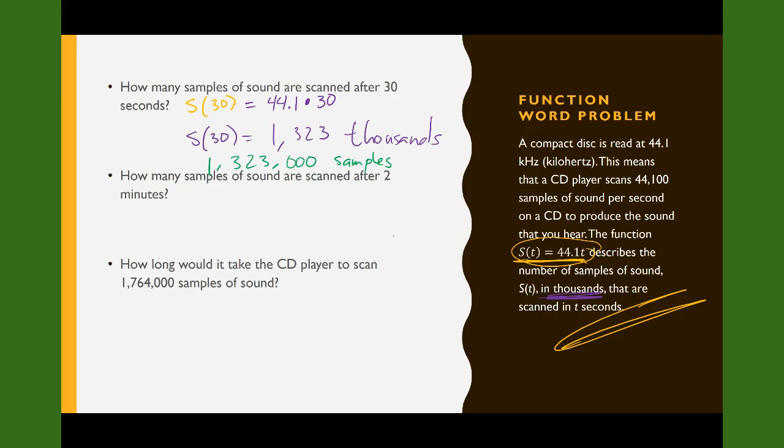So, the second example: how many samples of sound are scanned after 2 minutes? Now in this one again, the time has to be in seconds. So what we need to do first is convert 2 minutes into seconds, and we know there are 120 seconds in 2 minutes. So what we're really looking for here is S of 120. Similarly, we do 44.1 times 120, like what we did earlier, which is equal to 5,292. Now remember, this is in thousands.